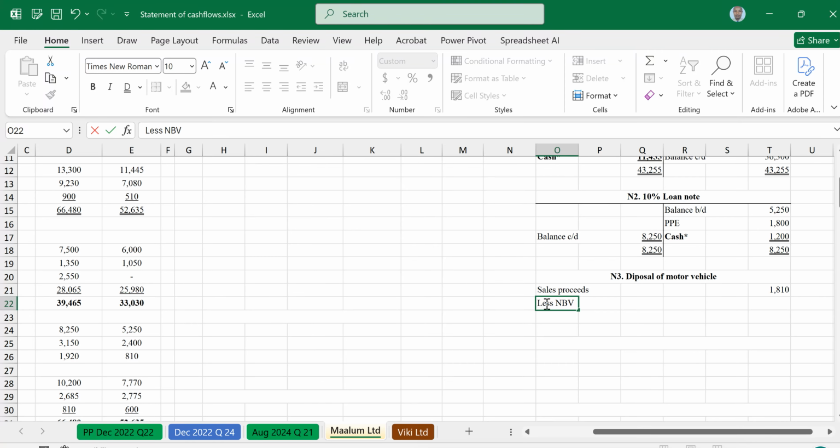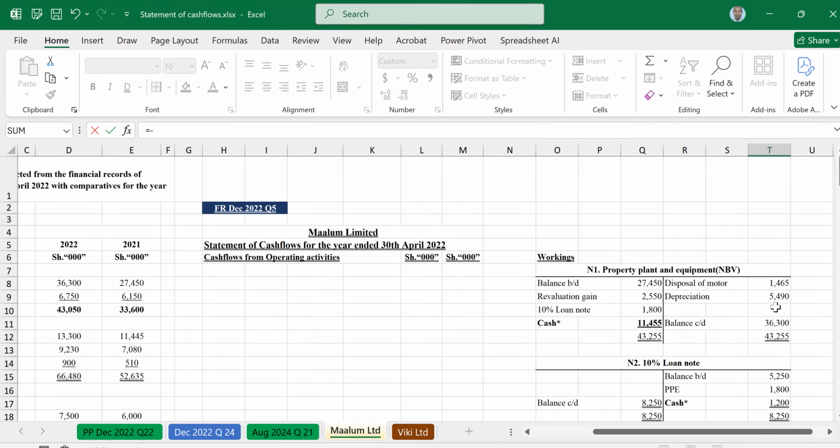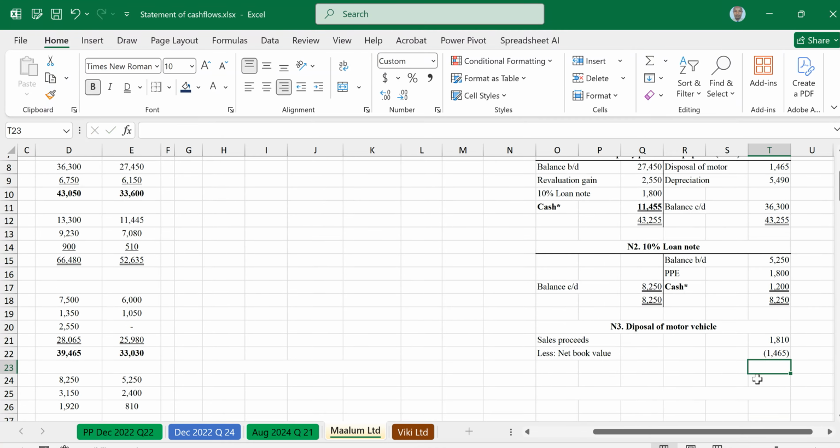So we have the net book value, and net book value is the one that we have up here, the one that has been deducted. So disposal of motor of 1465, and this will be gain on disposal. The gain on disposal will be the summation of those two, because the other one is already negative. So you simply add the two. So the gain on disposal was 345.